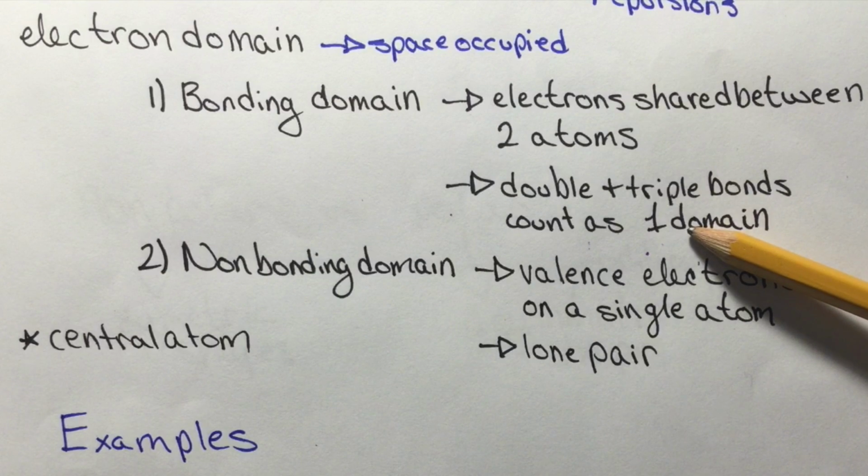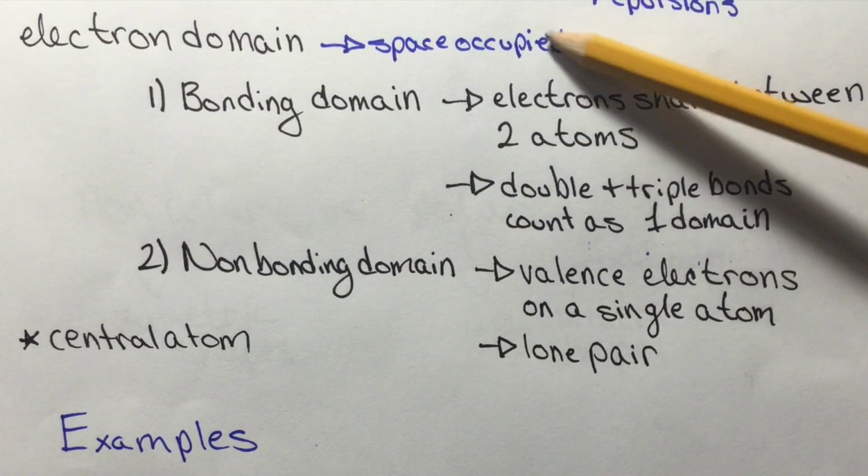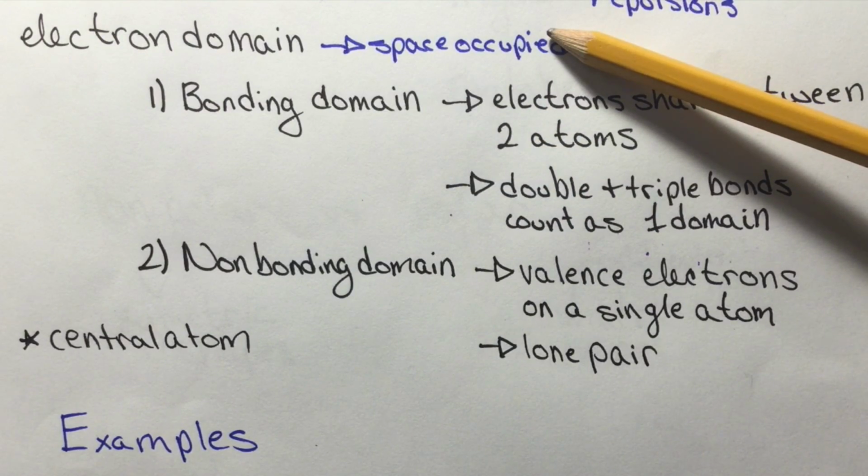Now, if we have double or triple bonds, we still count that as one domain because those bonds are going to be occupying the same space. So you'll have more electrons in the same basic space.